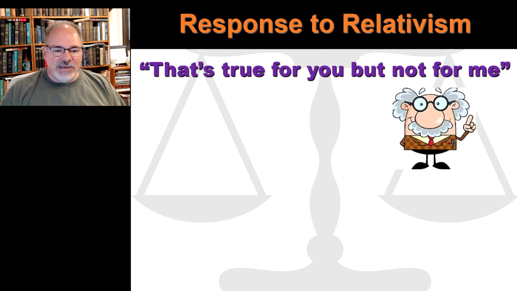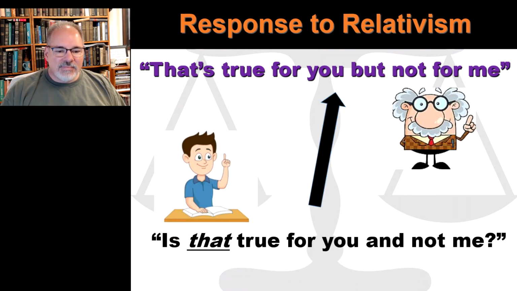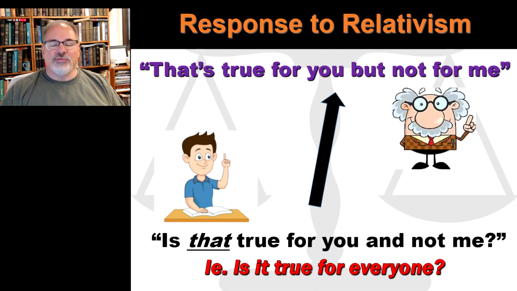That's true for you, but not for me, right? We talked about this. Is that true for you and not me, right? In other words, is it true for everyone? Well, if I say, you need Jesus, and they say, well, that's true for you and not for me, well, it can't be. That's not correct. They can't make a claim that something's true for me and not for them because I believe something that's different. What they're really saying is, I have my truth, you have your truth, and they're different. But the problem is that my truth is in disagreement with their truth, so their truth is not true.